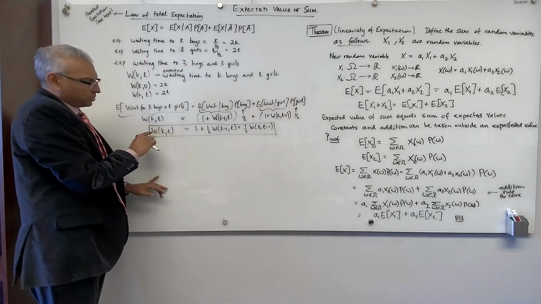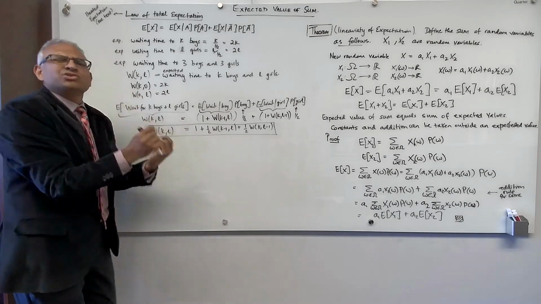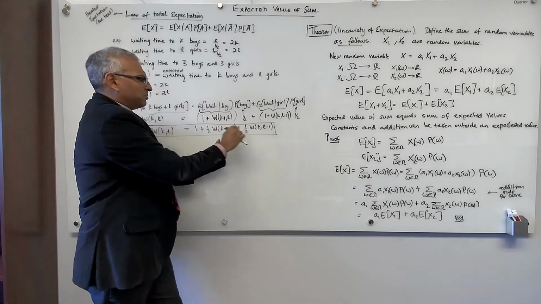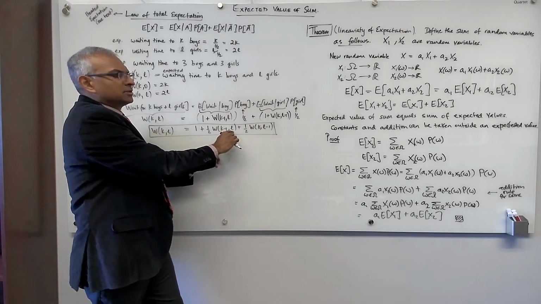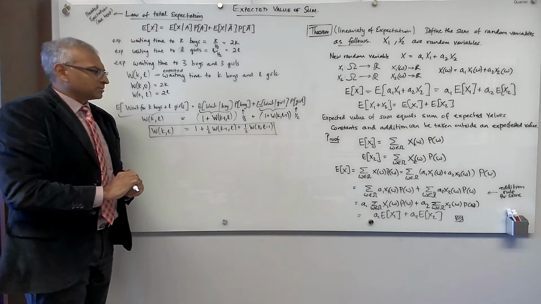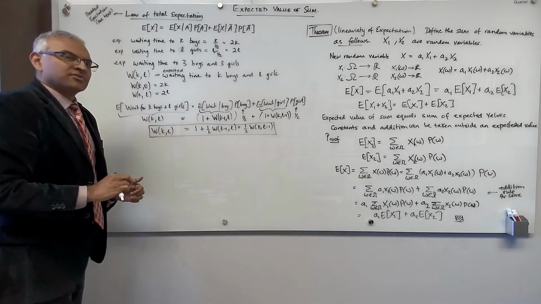It tells us how to compute the expected waiting time to K boys and L girls. It doesn't actually tell us how to compute it. It just says it's related to smaller problems: waiting for K minus 1 boys and L girls, or waiting for K boys and L minus 1 girls. Okay, so let's see how we can use this to compute the expected wait to 3 boys and 3 girls.